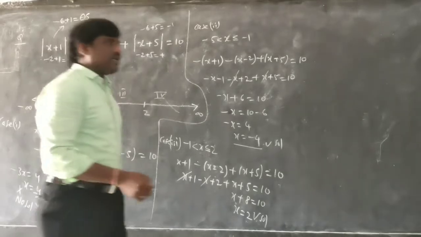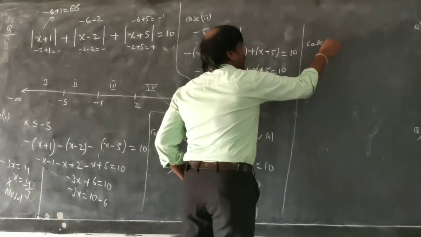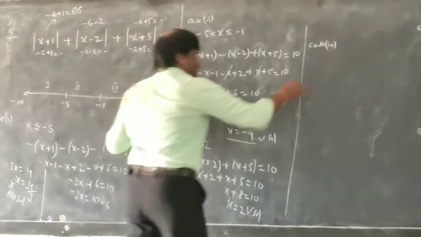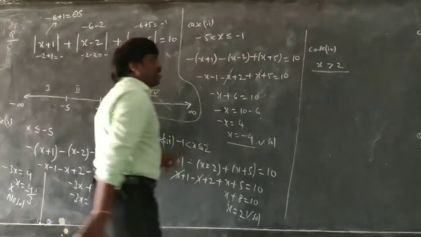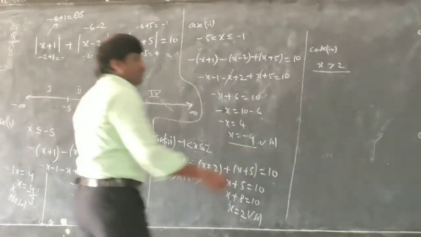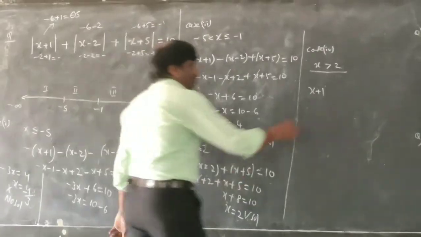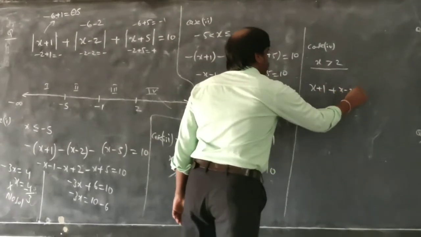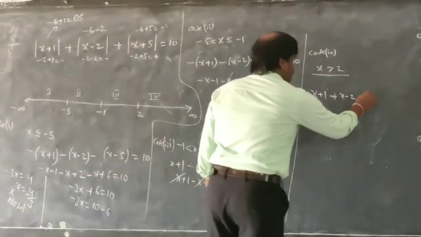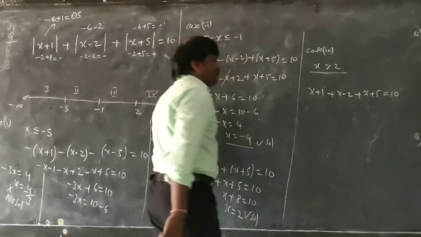And the final step, case 4 we are going to take. What is case 4 here? In this case, we take x greater than 2. Let us take any number greater than 2, that is 3. Keep 3 here: 3 plus 1, 4, positive. 3 minus 2 positive. Open with positive, and 3 plus 5, 8, positive. So x plus 5 is equal to 10.